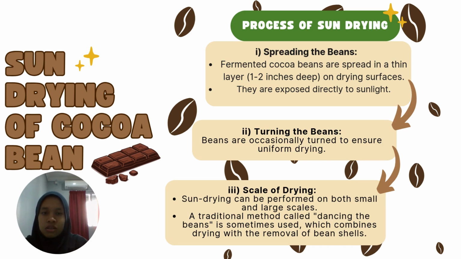Lastly is scale of drying. Sun drying can be performed on both small and large scale. A traditional method called dancing the beans is sometimes used, which combines drying with the removal of the bean shell.